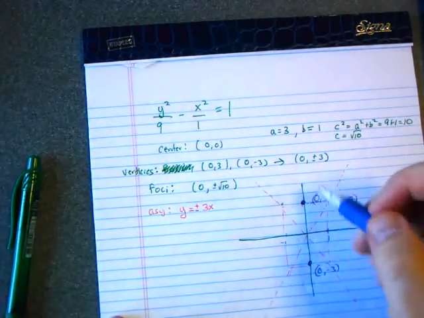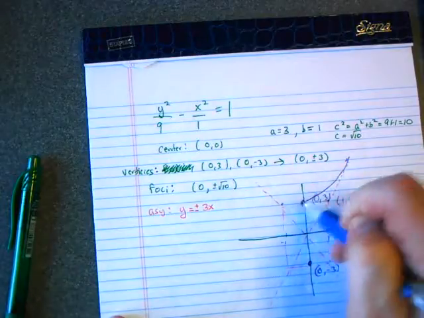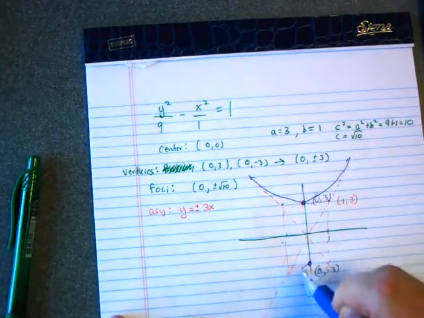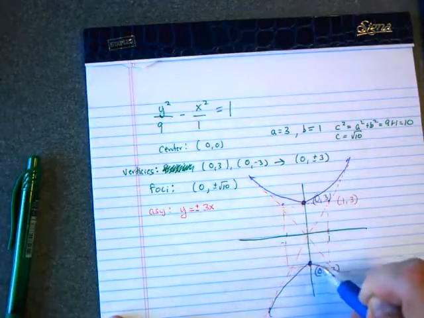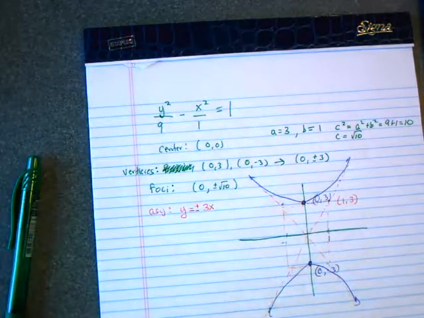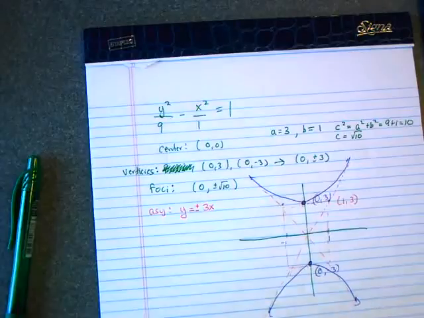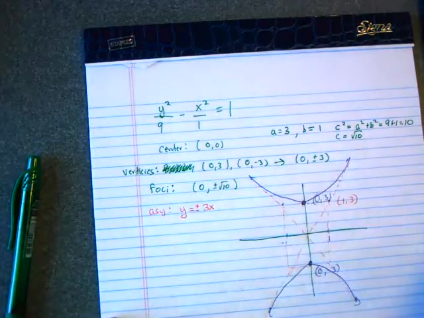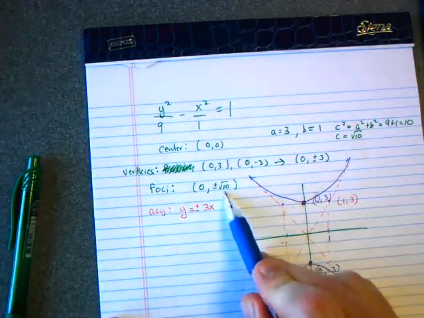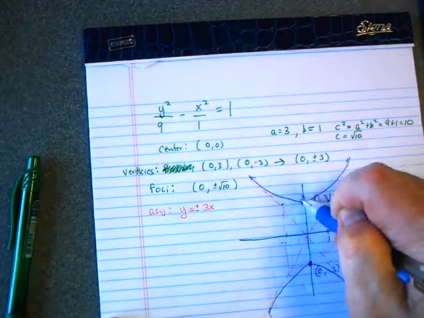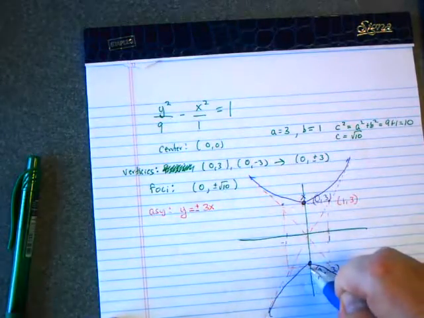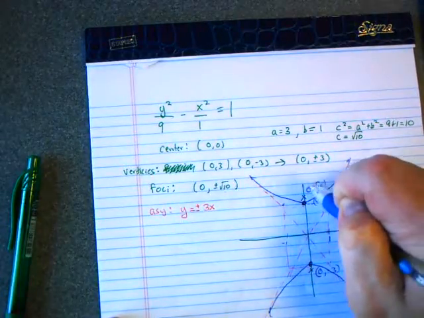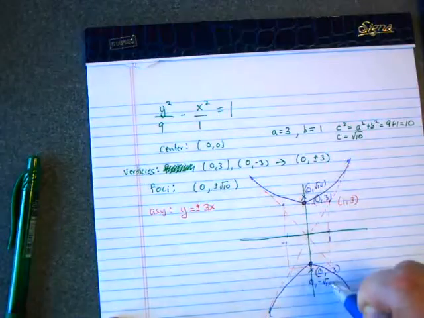And then again, our hyperbola would go through the vertices, get close to those asymptotes. Oops, I went over that one. Broke the rules. And finally, our foci. Square root of 10. Square root of 10 is just a teeny tiny little bit bigger than 3, isn't it? So they're right close there. 0, comma square root of 10. 0, comma negative square root of 10.